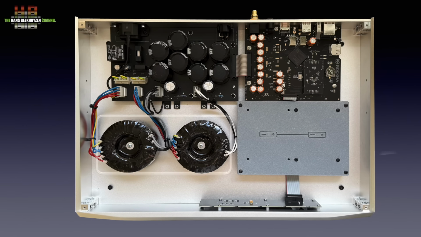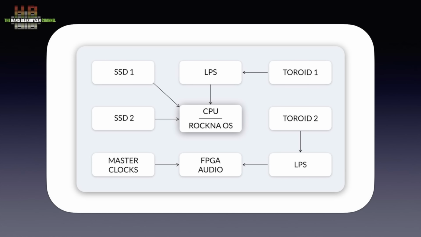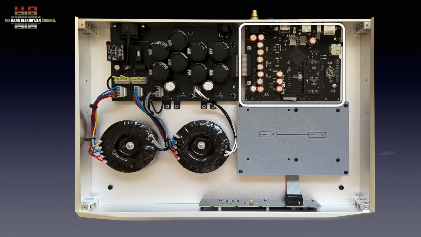Removing the lid shows 2 toroidal transformers, feeding 2 separate linear power supplies. One powers the CPU running Rockna OS and the SSD1 and, if present, SSD2. The second transformer and linear power supply powers the master clock and the FPGA that does the audio processing. The space here holds 2 circuit boards.